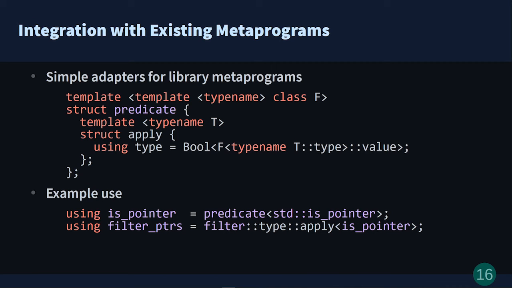However, we can fix this by creating a fairly simple adapter. In this case, the adapter is a metaprogram called predicate. It takes a unary predicate from the standard library and returns a compatible metaprogram. Essentially, it converts the standard library predicate into a type-to-bool function. We can then apply the predicate metaprogram to std_isPointer and use the result as usual.